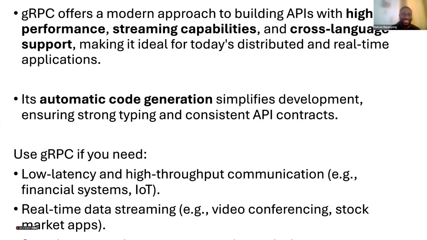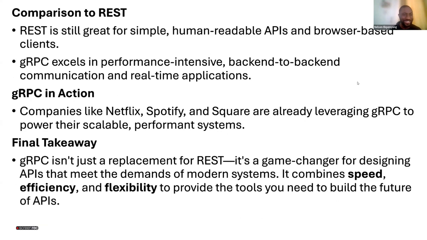In conclusion, all right, gRPC offers streaming capabilities and cross-language support that make it ideal for distributed systems. It has automatic code generation. When would you need it? When you have to build low latency and high throughput communication, real-time data streams, and that is it. Thank you so much.